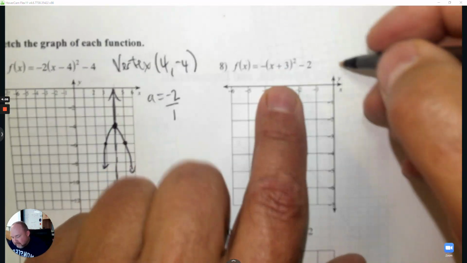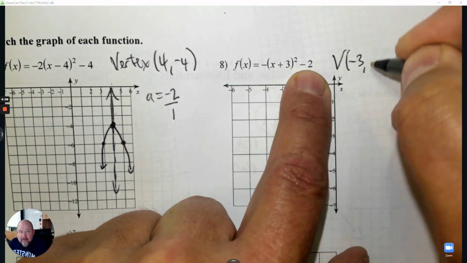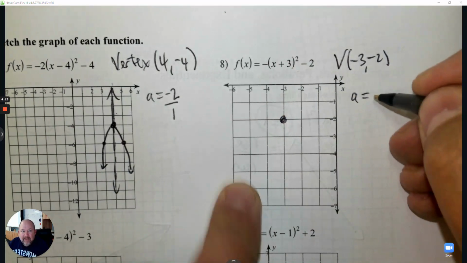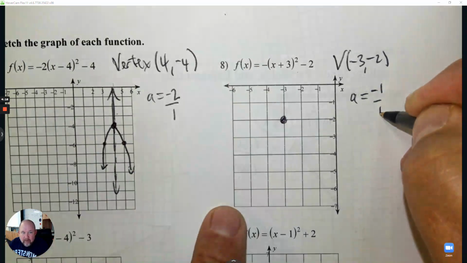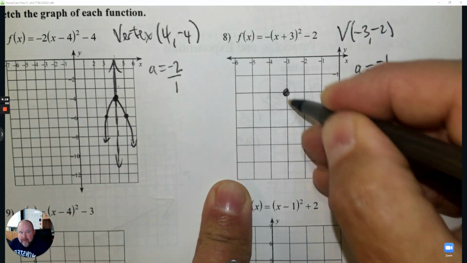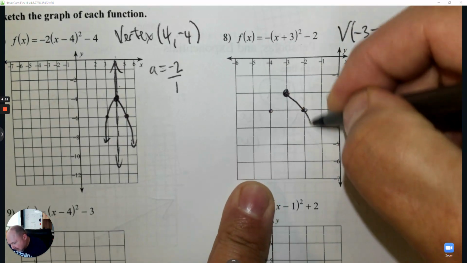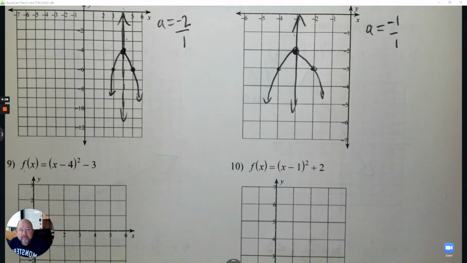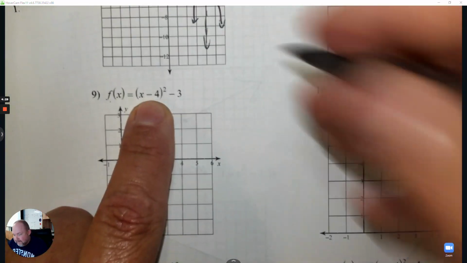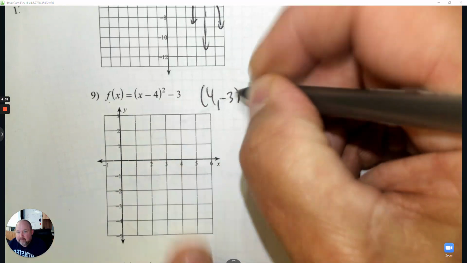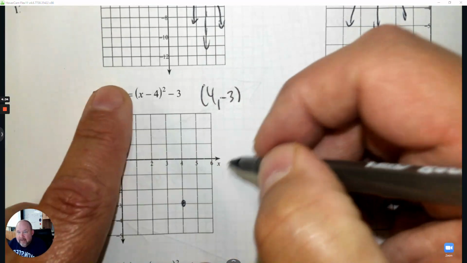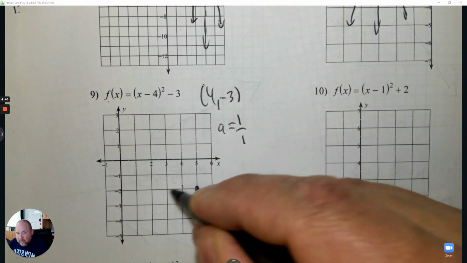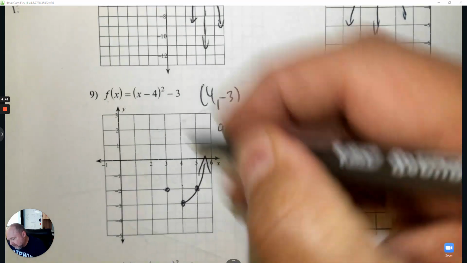All right, our vertex is at -3, -2, and our A, our number in front, is -1 over 1. So I go down 1 and to the right, and down 1 and to the left, and then draw my parabola from there. You can draw the axis of symmetry if you like through there as well. Here, +4, -3. I don't see a number in front, so that number is +1. So that means I go up 1 and to the right, up 1 and to the left, and then draw my parabola.